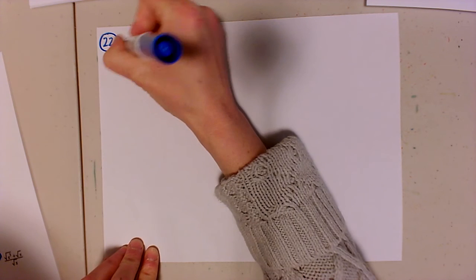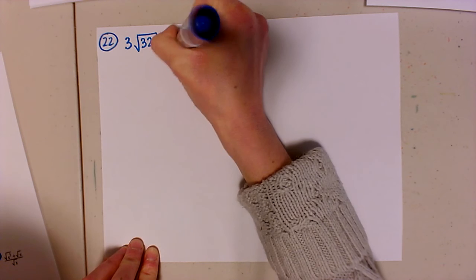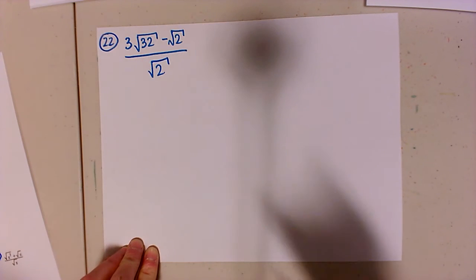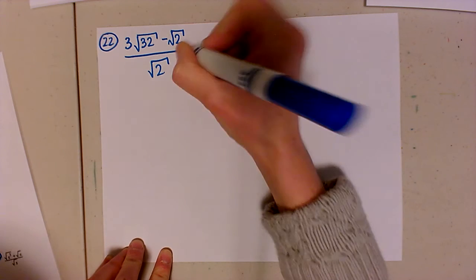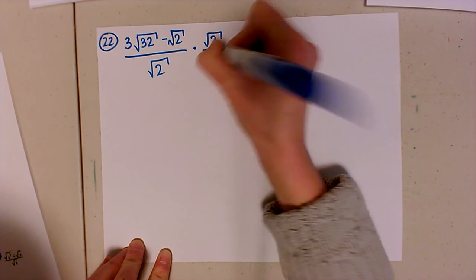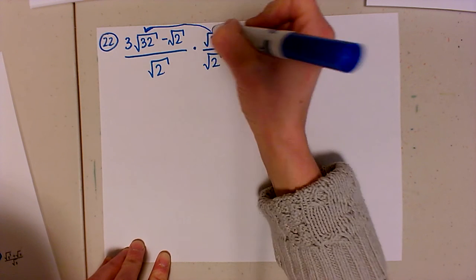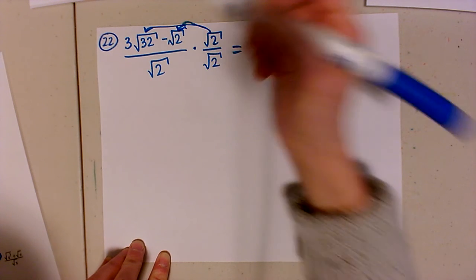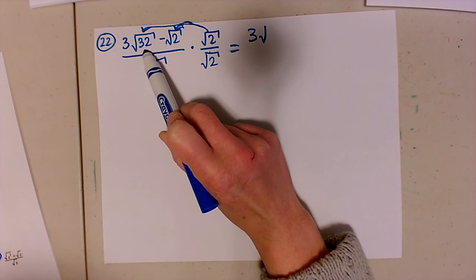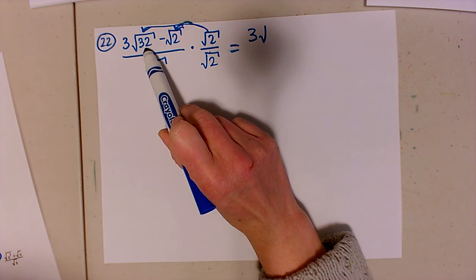So for 22, we have 3 root 32 minus root 2 all over root 2. So the problem is the root 2 in the denominator. So we can go ahead and multiply by root 2 up top and down below. And so what we'll do with that is we'll distribute that across everything up top. So we'll have 3 times the square root. Well, if I do a root 2 times a root 32, I can multiply the 2 and the 32 and put them under one square root.